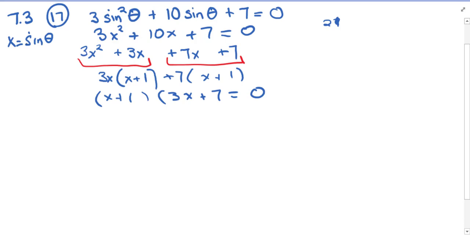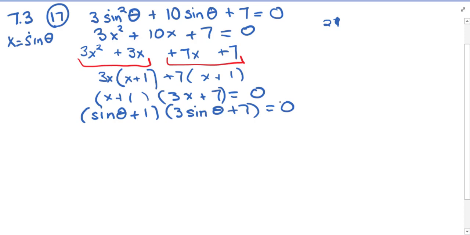Now let's put back in what our x was equal to. So sine theta. So we have sine theta plus 1 and 3 sine theta plus 7 equals 0. Now you can use your zero product law. So set each one equal to 0. So sine theta plus 1 equals 0, or 3 sine theta plus 7 equals 0.